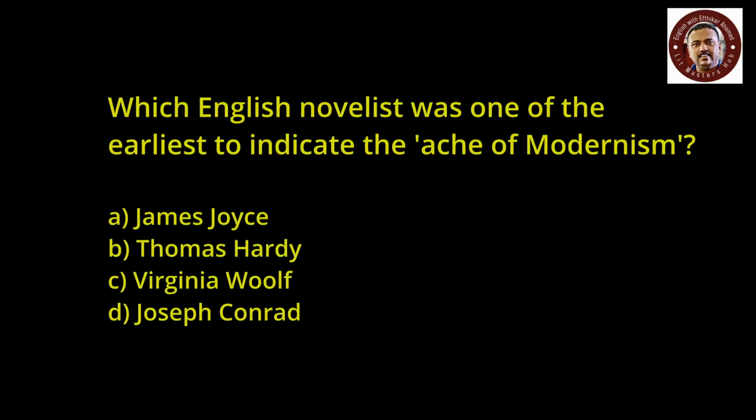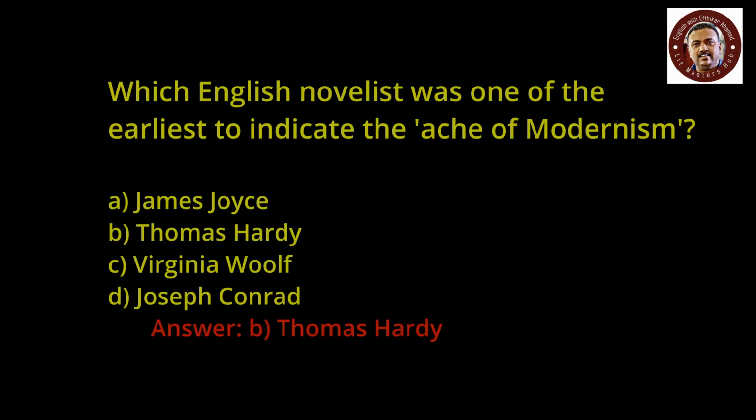Question number 2. Which English novelist was one of the earliest to indicate the ache of modernism? The options: James Joyce, Thomas Hardy, Virginia Woolf, Joseph Conrad. The correct option is B, that is Thomas Hardy.